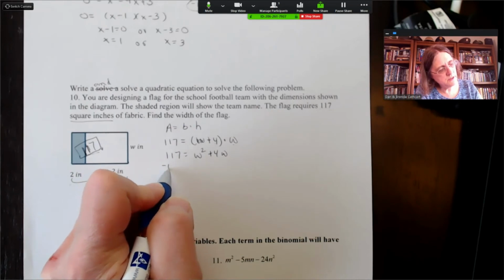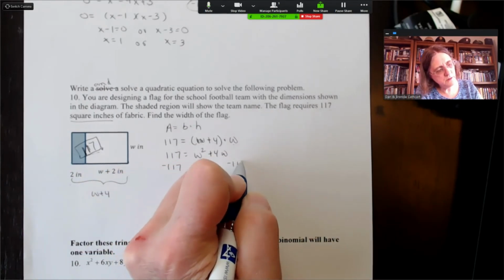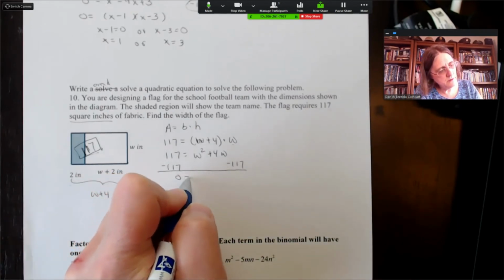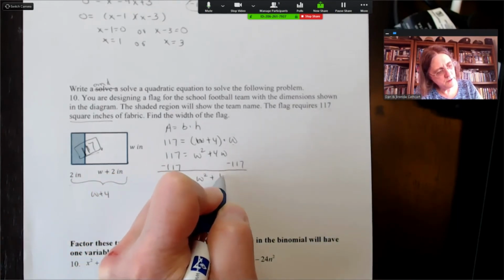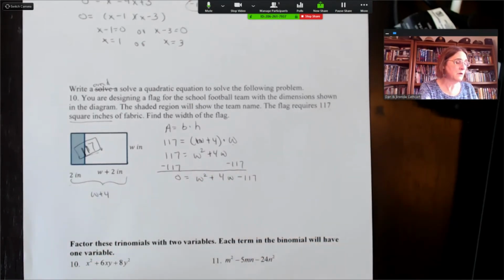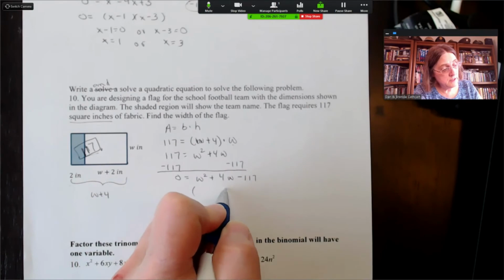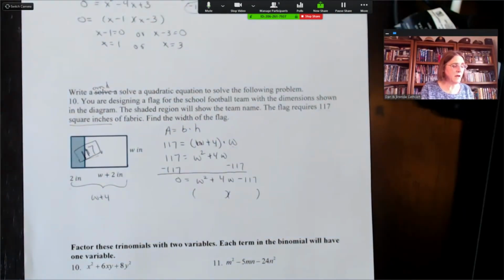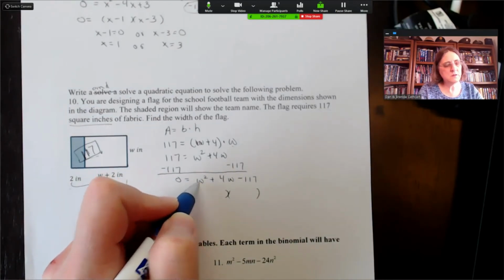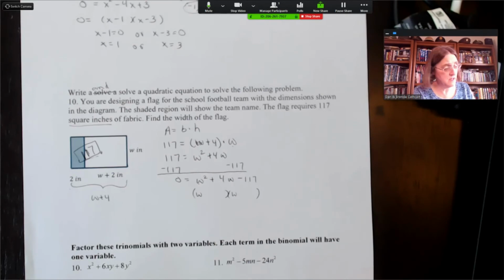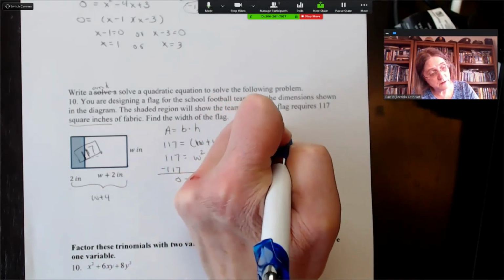Now let's get one side equal to 0 by subtracting 117 from both sides. So we get 0 equals w squared plus 4w minus 117. Well, let's factor that into two binomials. And as I look at that, I know that w squared has to be w times w, but what are the factors of negative 117? Let's see if we can figure out what they are.